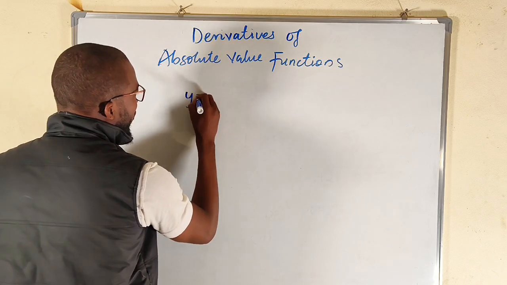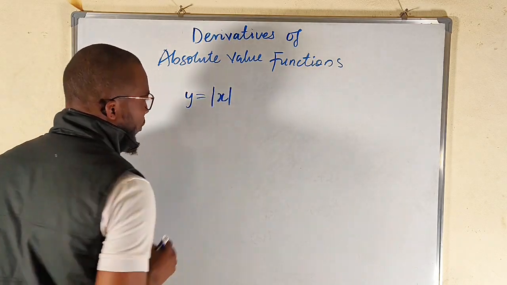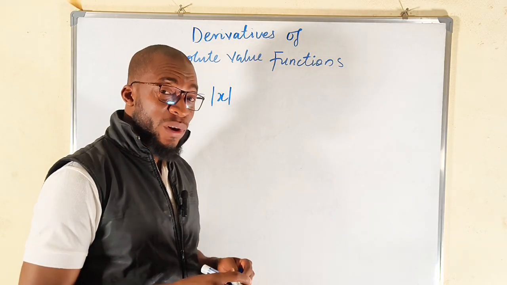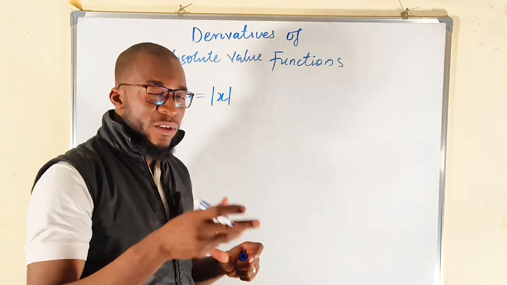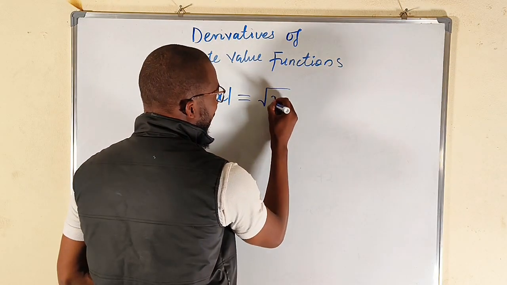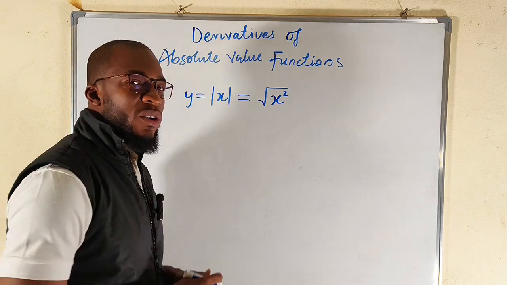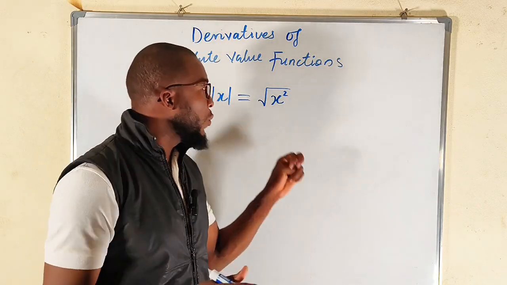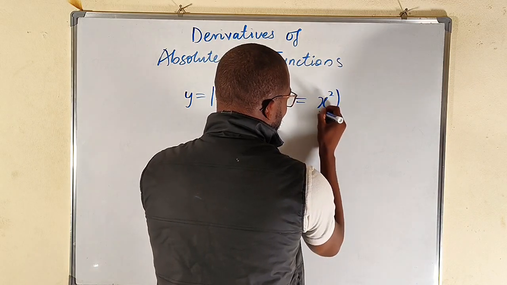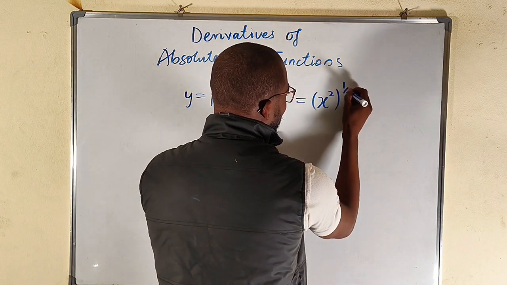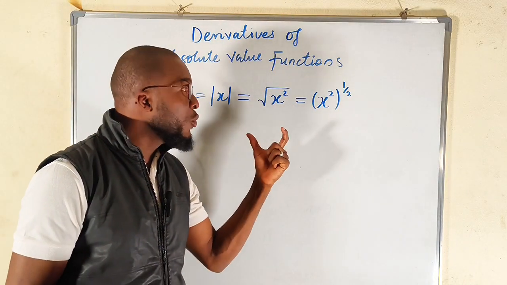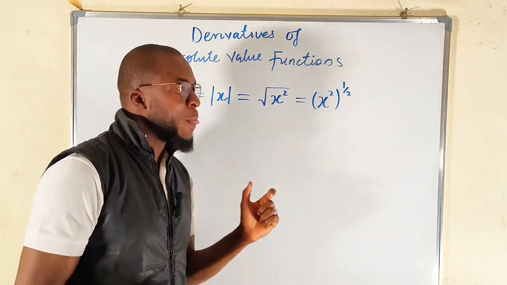If y is equal to the absolute value of x, we all know that the absolute value of x can also be expressed as the square root of x squared. But according to one of the laws of indices, we can write this as x squared raised to the power of 1 divided by 2. So now we are free to apply the chain rule to differentiate this function.